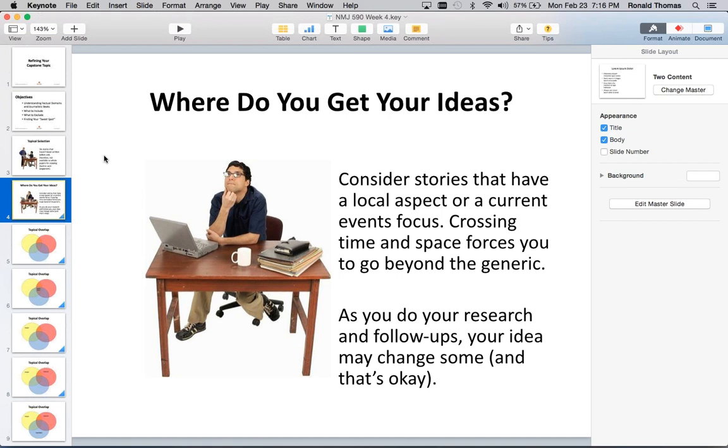And I want to encourage you to look at this second point. As you start doing your research and you do follow-up stories and keep digging into your subject, your idea may change somewhat. And that's okay. I would rather that what you learn in the course of your reporting and research affect your story rather than you starting with the story already made up and then you're just looking for evidence to back up your original conclusion. I will give you an example from my own work.